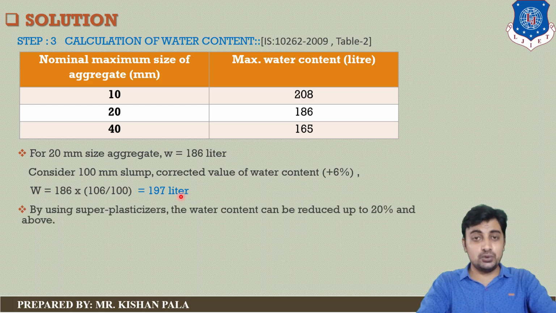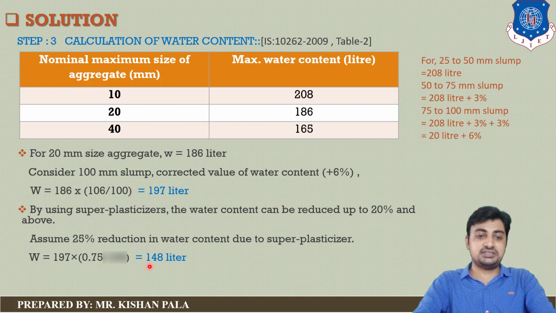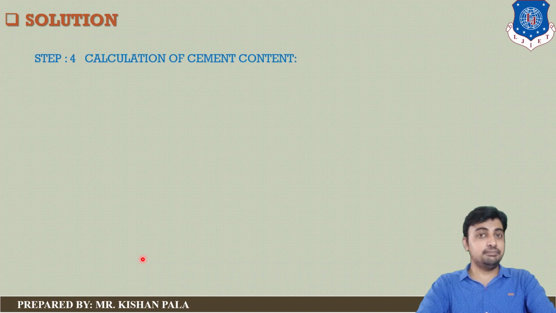And we have to also do correction regarding the superplasticizer. As we know, with using the superplasticizer, there will be a decrease in the requirement of the water mass by 20% or more. So assume a 25% reduction in the water content due to the superplasticizer. After the reduction of the water content due to the plasticizer, our water mass will be 148 liter.